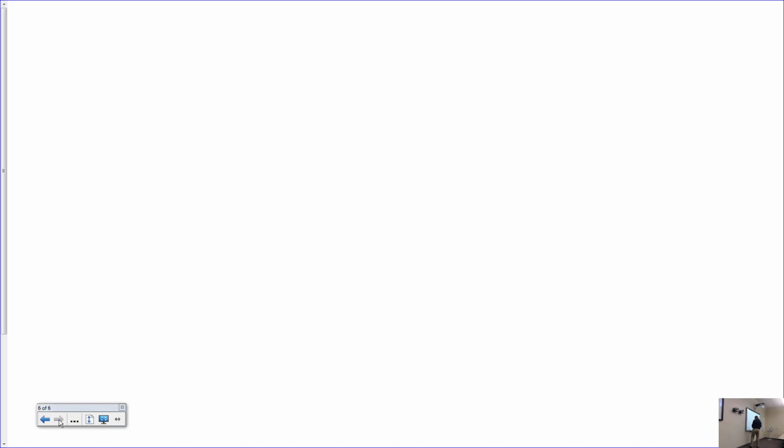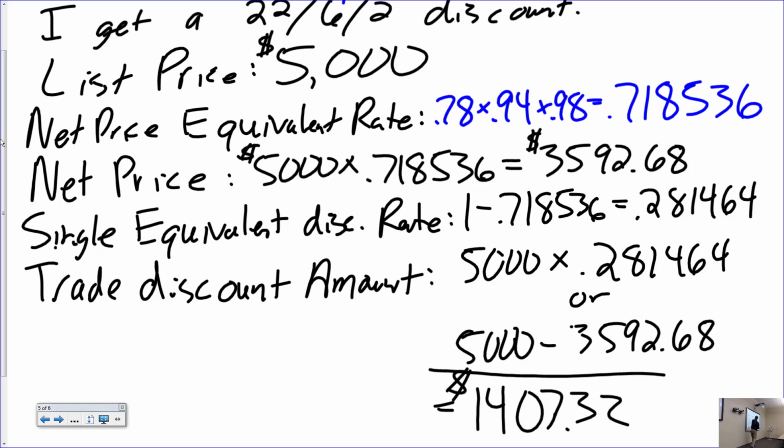So when I get this bill that says I owe $3,592.68, when does my manufacturer want me to pay this bill? They want their money right away, right? When do I, the retailer, want to pay this bill? As late as possible. Hopefully never, right? I mean, wouldn't it be great if you never had to pay for any of the things that you sold? Yeah, except that it wouldn't go very well. But yeah, as late as possible.